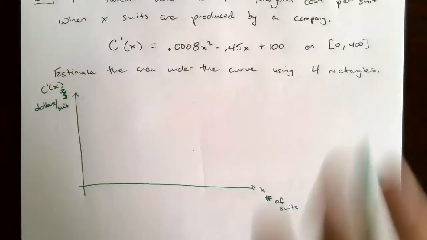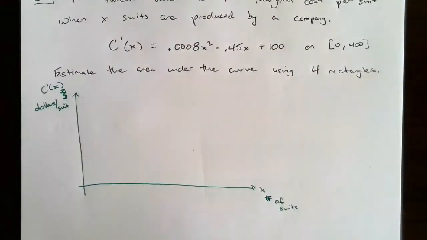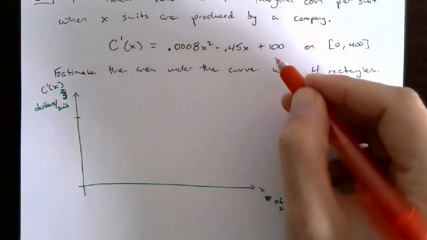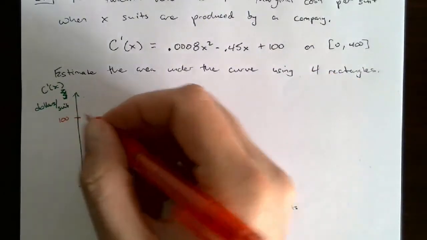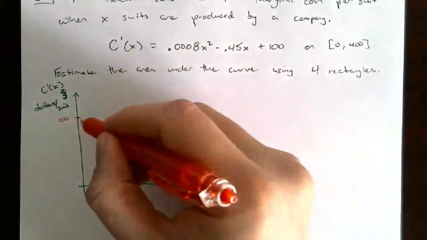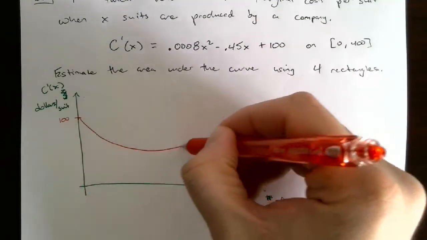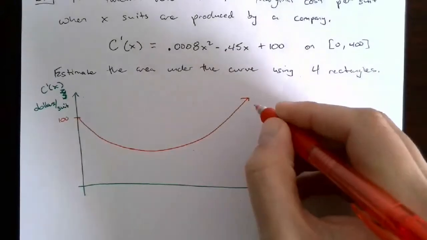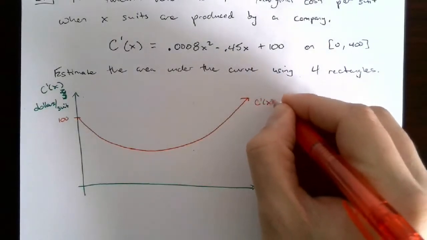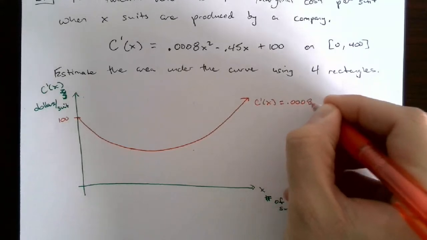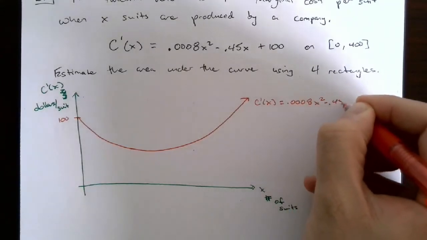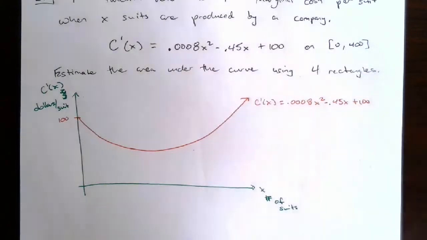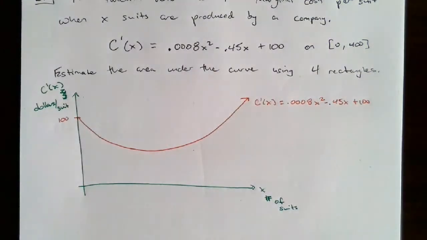And we know we have this function that's a parabola. I'm not going to be completely exact on the shape of it, but I'm going to draw it in here as a rough sketch. We know we have a y-intercept of 100, so it's going to start here at 100. And the parabola itself is going to look something like this. So this is C prime of x equals 0.0008 x squared minus 0.45x plus 100, and that's the function. Now, when we do this, we're going to talk about using 4 rectangles.